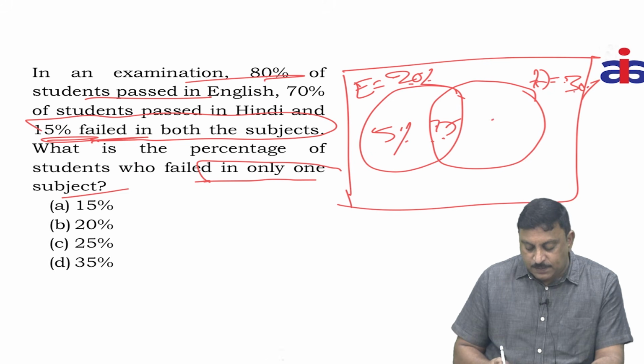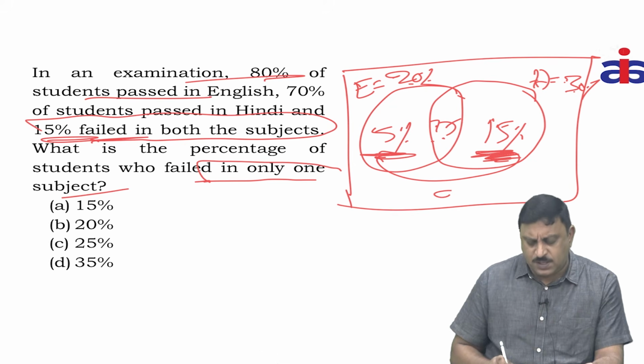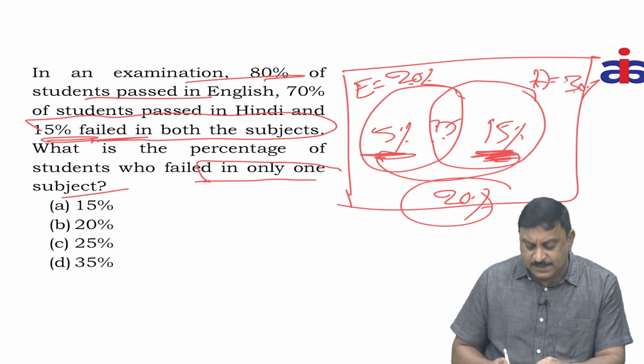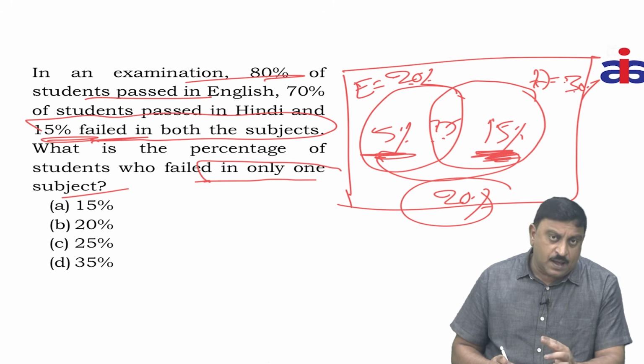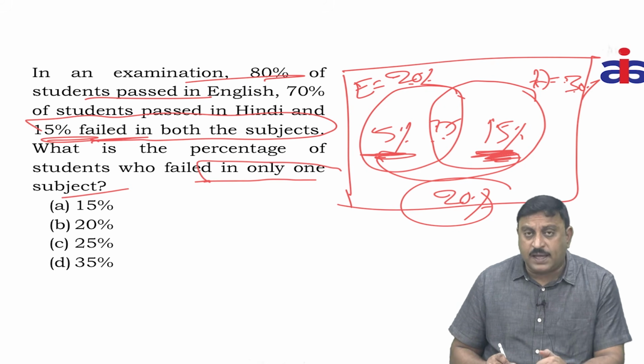And here 30 minus 15, this should be 15. So what do this 5% and 15% indicate? These people failed only in English, and these people failed only in Hindi. So add both of them, 5 plus 15, how much? 20. Don't take X here, pass this one. I gave this one as an alternate diagram. This is what we call alternate diagrams: pass diagrams and fail diagrams, right?